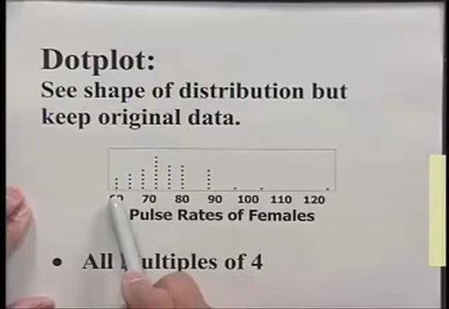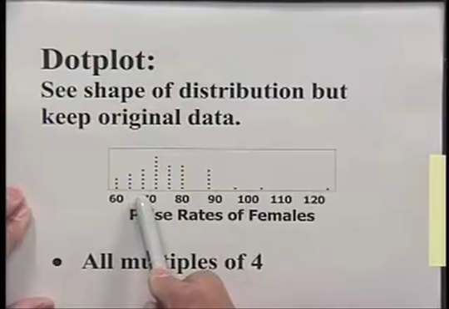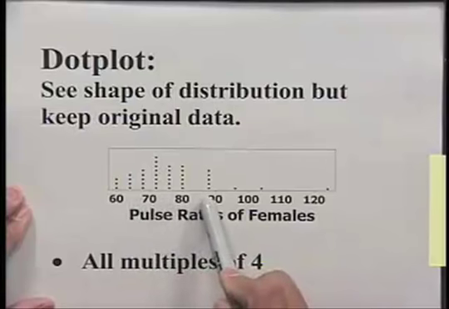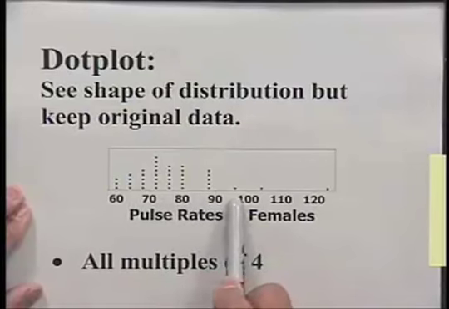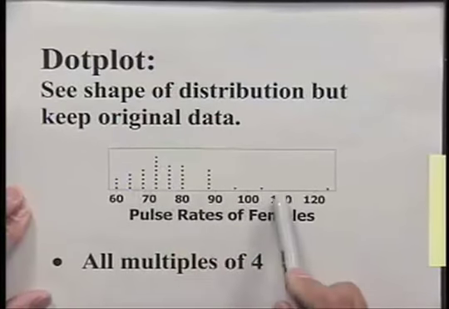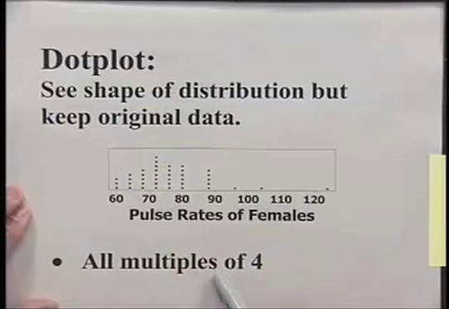I see pulse rates of 60, 64, 68, 72, 76, 80, 88, 98, I think this is. They're all multiples of 4. All of these pulse rates happen to be multiples of 4. And I think about that. Is there anything about women that would inherently and naturally make their pulse rates multiples of 4? The answer would be no. They should not be multiples of 4 typically. So I would think, well, how did this happen?